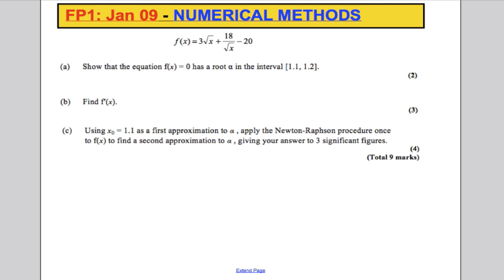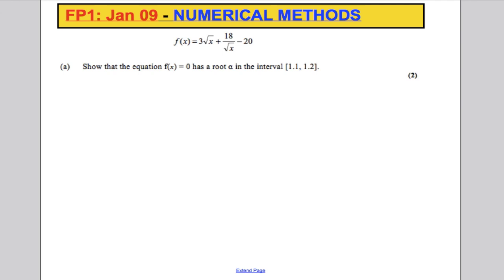Again, another Newton-Raphson, so let's proceed. Part A. Show f of x has a root in the interval 1.1 to 1.2. All you've got to do, as usual, is work out f of 1.1, work out f of 1.2, show there's a change of sign, state f is continuous, and then you're done.